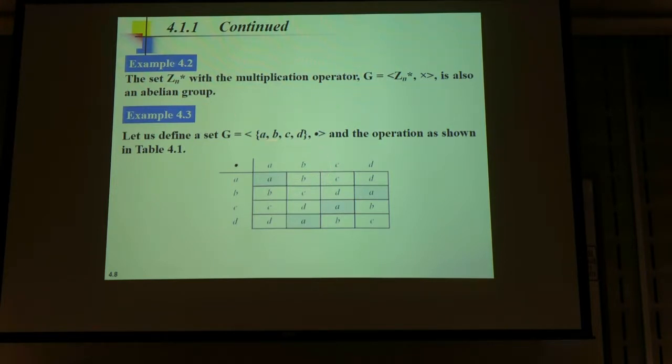Let's take a look at this group G, which has a set of elements. It has only four elements in the set. What are the four elements? A, B, C, D. Fair? And it has one binary operation. What is the binary operation? This circle. We don't know what it is. It's an operation. So let's check if this is a group.